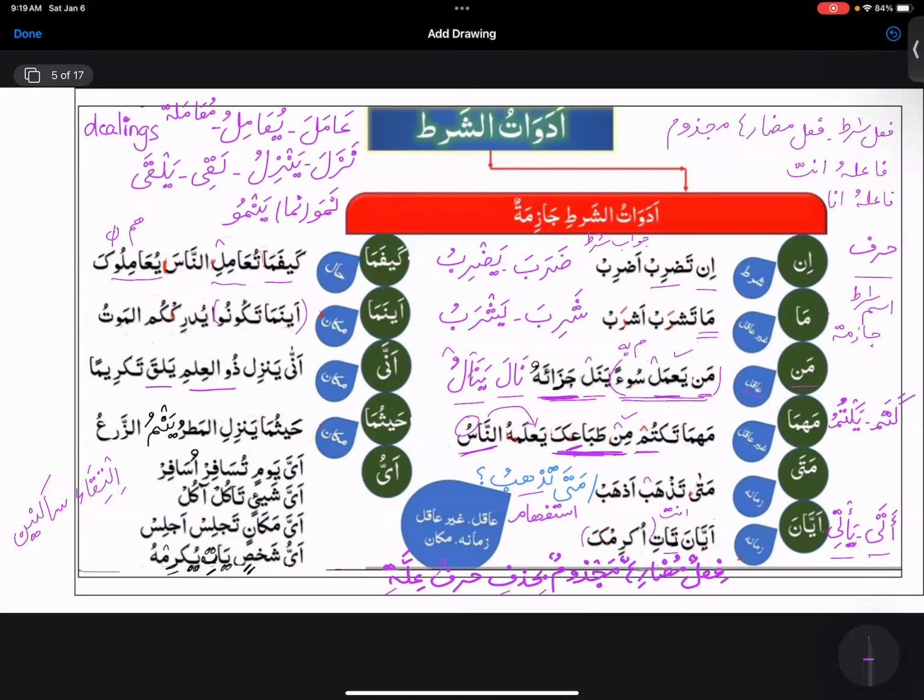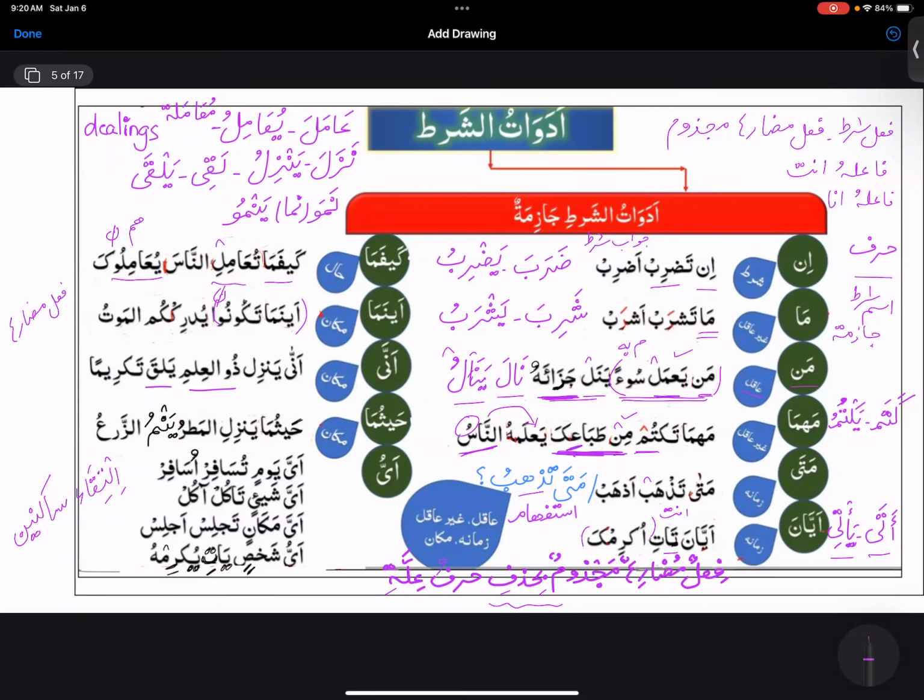Or you can say felun mudariun majzumun. How is it majzum? Bi hazfi noon. Because actually it should be takununa, right? So noon is dropped. Bi hazfi noon. Hazf means dropping. Dropping of noon. So for takunu, you're going to say felun mudariun.